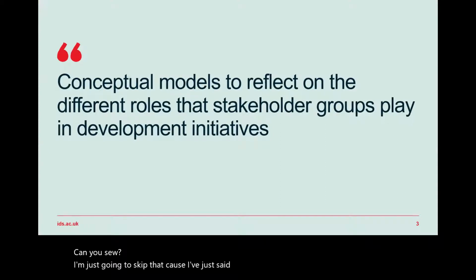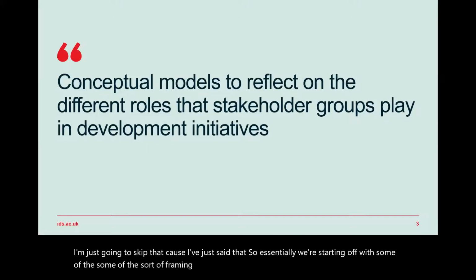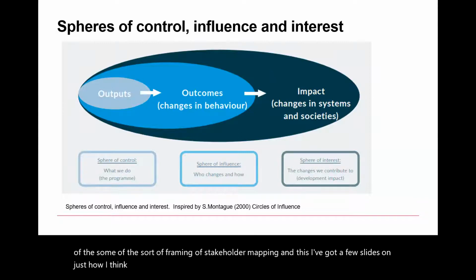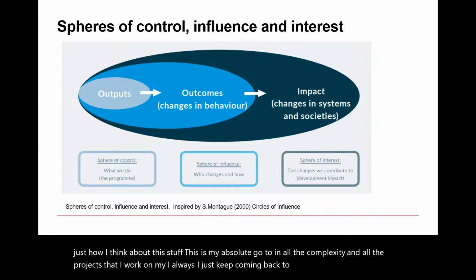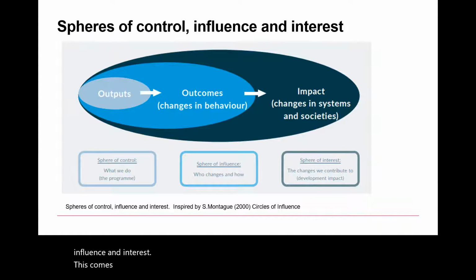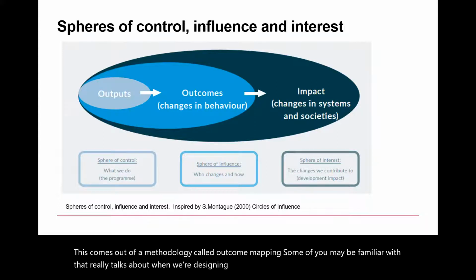So essentially, we're starting off with some of the framing of stakeholder mapping, and I've got a few slides on just how I think about this stuff. This is my absolute go-to in all the complexity in all the projects that I work on. I just keep coming back to this slide of the spheres of control, influence, and interest. This comes out of a methodology called outcome mapping, that some of you may be familiar with, that really talks about, when we're designing development projects, these three spheres of control, of influence, and interest.